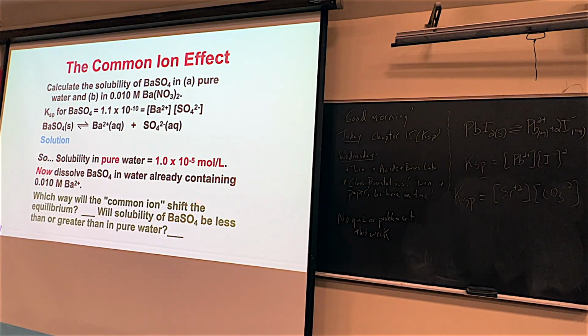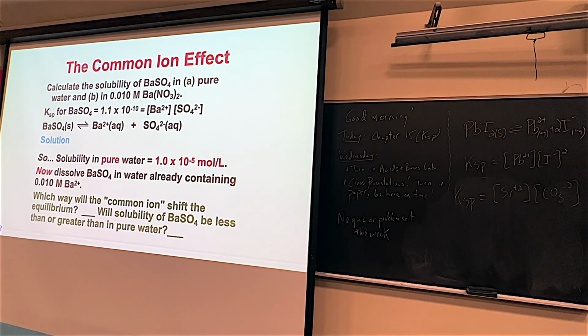So the common ion in this problem is barium. And every time you see common ion, you can just think about Le Chatelier's principle. If you start adding barium ion, and you want to know which way it's going to shift the equilibrium, well, barium's a product, so it's going to shift it to the left, to the reactant side. That means less BaSO4 is going to be breaking down to the ions. So your solubility should be smaller in the presence of barium than it was in the presence of just water.